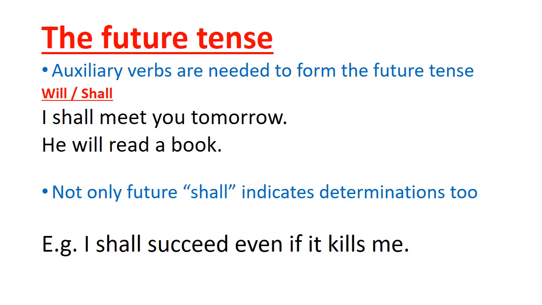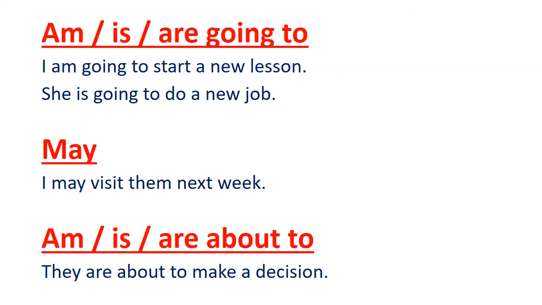Not only future, shall indicates determination too. Here we can use shall to indicate a determination. Look at this one. Not only for future, we can use shall to indicate a determination. I shall succeed even if it kills me. Here the writer tells about his or her determination by using shall. Okay.